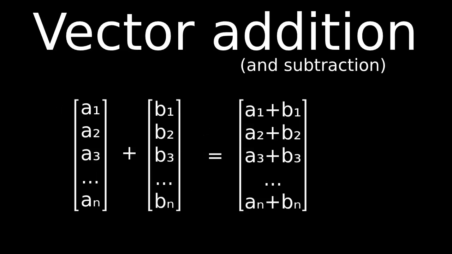In order to add two vectors together, you'll take each component of the first vector and add it to the corresponding component of the second vector. This will give you a new vector with the same number of elements in it. Similarly, when subtracting vectors, you'll take each component of the first vector and subtract the corresponding component of the second vector from it. This also gives you a new vector with the same number of elements.